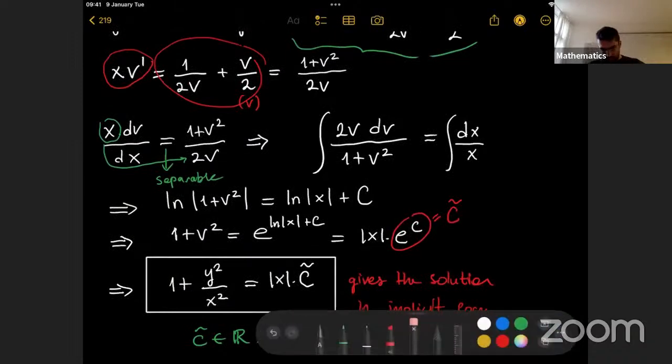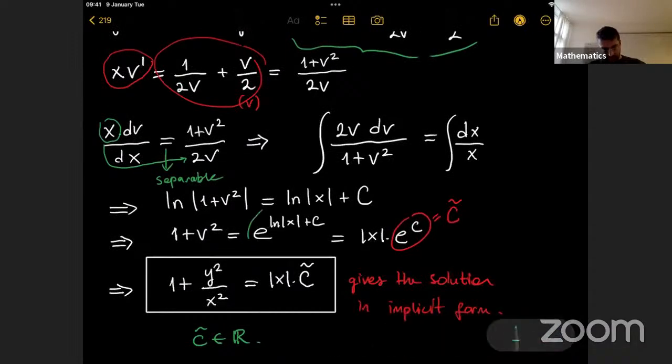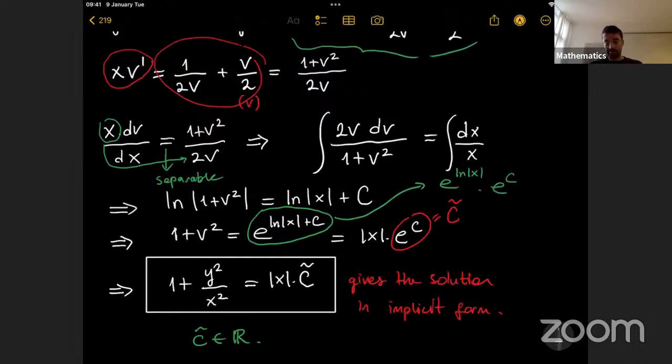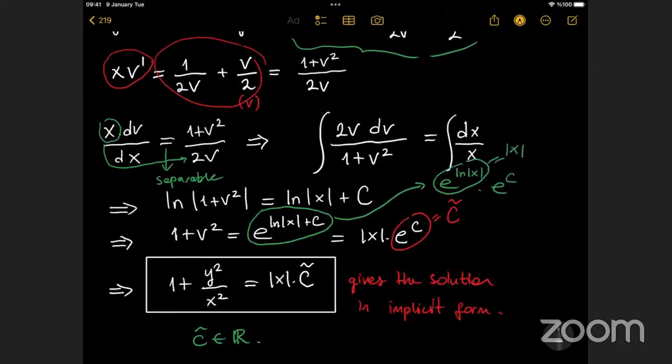Well, it follows from here, e to the this, okay? So this is basically e to the ln x times e to the c, right? But e to the ln x is x. They cancel each other, okay? Okay, great. Any other question?